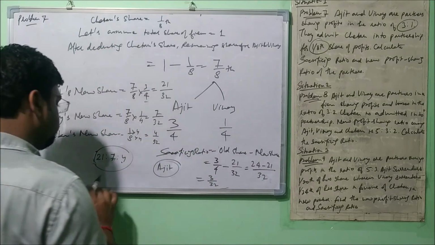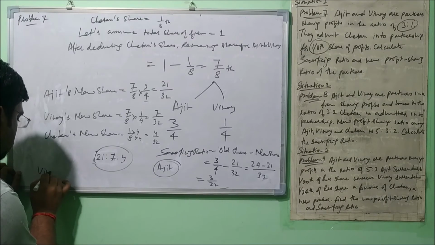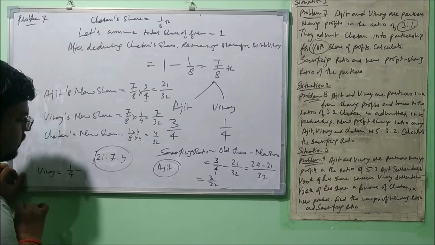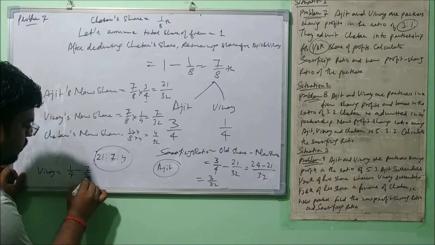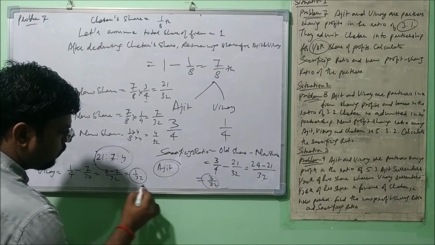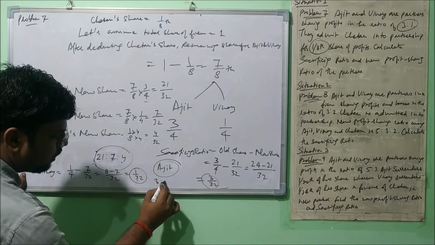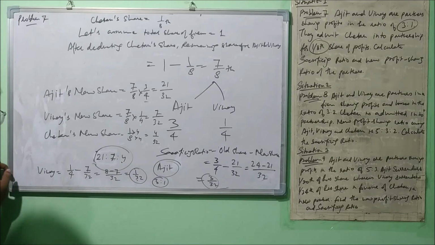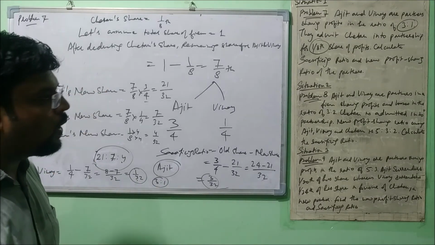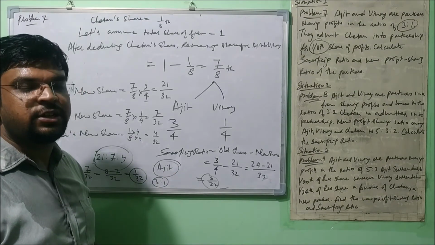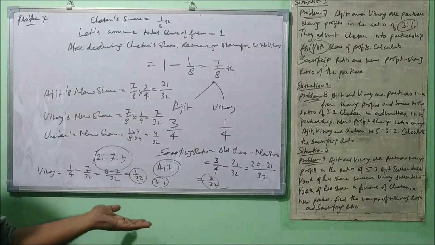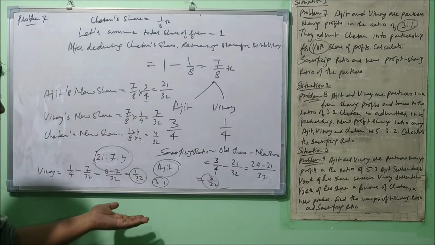Now let's calculate the same for Vinay. What was Vinay's old share? 1/4. Let's deduct the new share. The new share is 7/32. Then it comes out 1/32. Now let's reduce the base. The ratio will come 3:1. This is the old ratio. As I told you, there are two ways to solve this. One, the sacrificing ratio will be the same as the old ratio, or you can calculate with the same formula, same procedure. Understood the point?